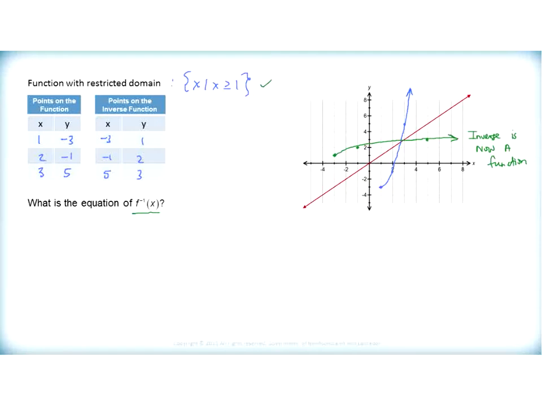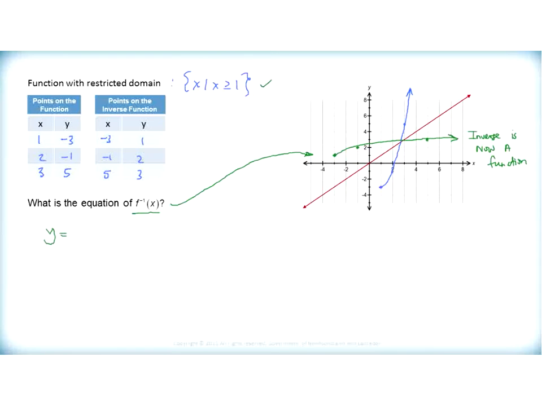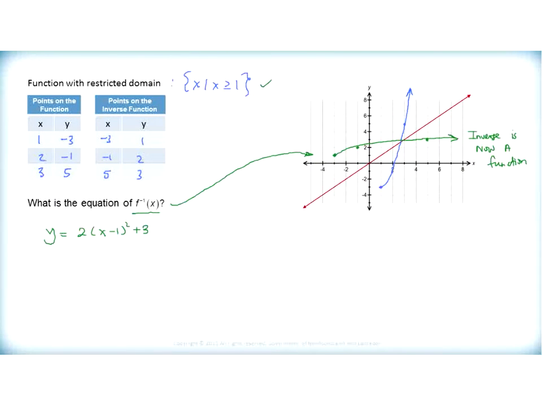Let's find the equation of the inverse function. Let's find the equation of that graph that I just produced. To find the equation of the inverse function, remember what we do. We switch x and y and we solve for y. Let's go back and see what the original function looked like: 2 times (x minus 1) squared, subtract 3. Okay, step 1, switch x and y. Let's do that. x equals 2 times (y minus 1) squared, subtract 3.